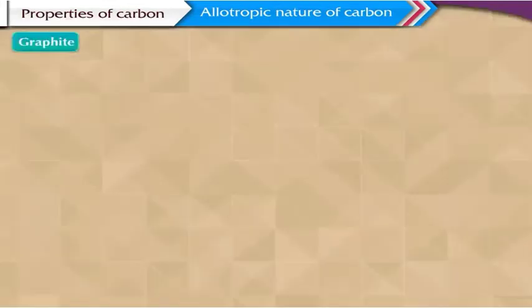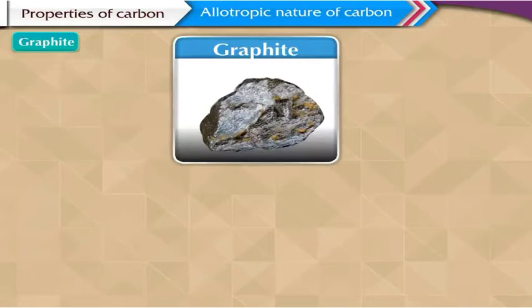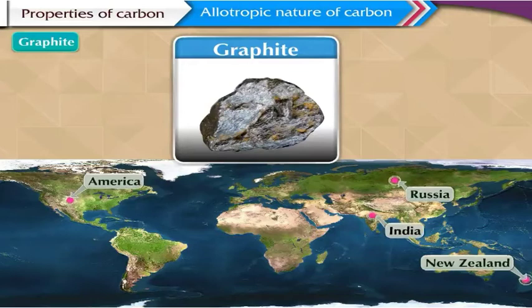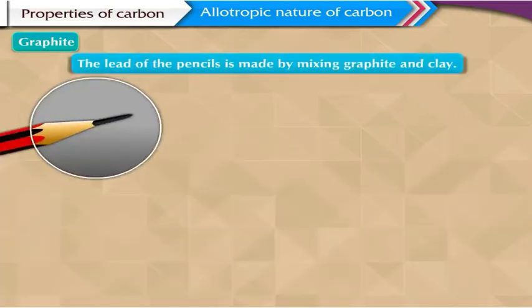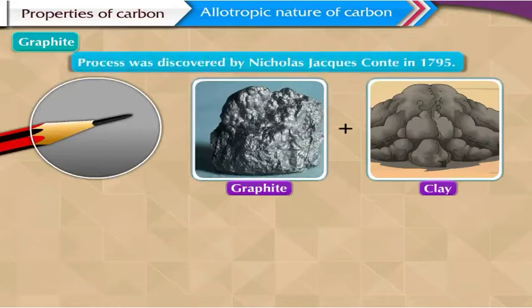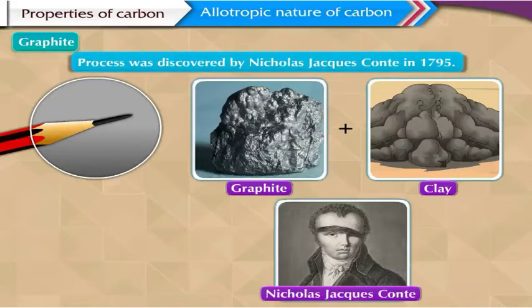Graphite. Graphite in its natural state is found in Russia, New Zealand, America, and India. The lead of pencils is made by mixing graphite and clay. This process was discovered by Nicolas-Jacques Conté in 1795.